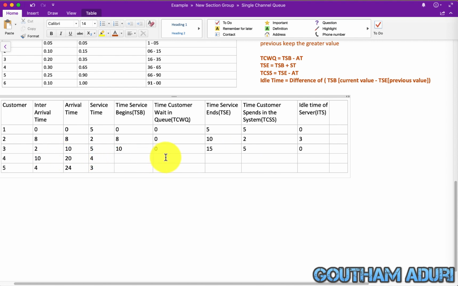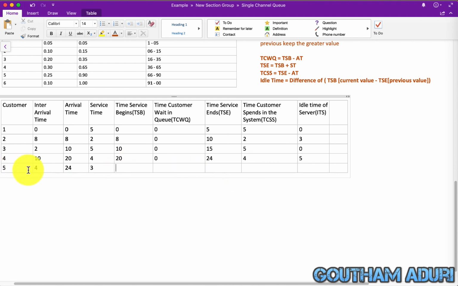The next one is for the fourth customer. Compare the time service ends and the arrival time: 20 is greater, so it's 20. Time customer waits in the queue is time service begins minus arrival time, 20 minus 20, it's 0. Time service ends is service time plus time service begins, it's 24. Time customer spends in the system is time service ends minus arrival time, 24 minus 20. And the idle time of the server is the difference, 20 minus 15, is 5.